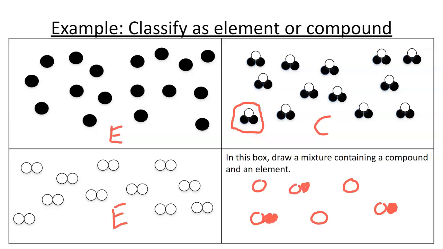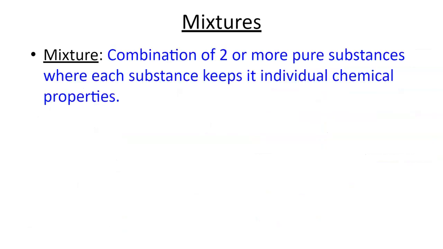And I'm just going to kind of scatter them about. We'll talk about how they're arranged in a little bit. What is a mixture? A mixture is two or more substances, so two or more elements or compounds, that are combined together, but they are not chemically combined. They're only physically combined, so they keep the properties of their individual substances.